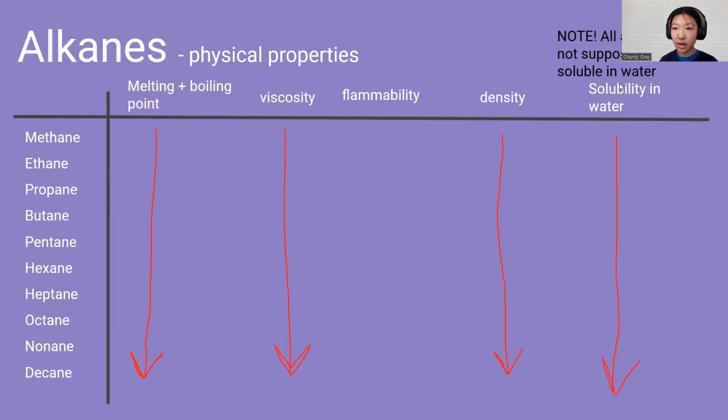Something to note is that all alkanes are not supposed to be soluble in water. So you can see right up here that alkanes are non-polar. And so that means because water is polar, it will not dissolve in water. However, if the question asks you, is methane more soluble in water or is decane more soluble in water? Methane is more soluble because it is smaller. However, if the question asks you, are alkanes soluble in water? The answer is almost 99% of the time no, because alkane properties are non-polar.